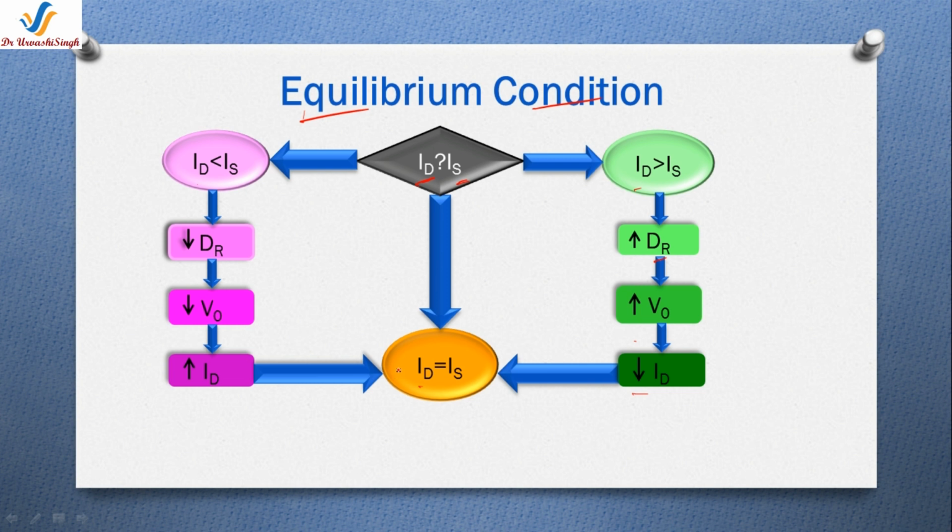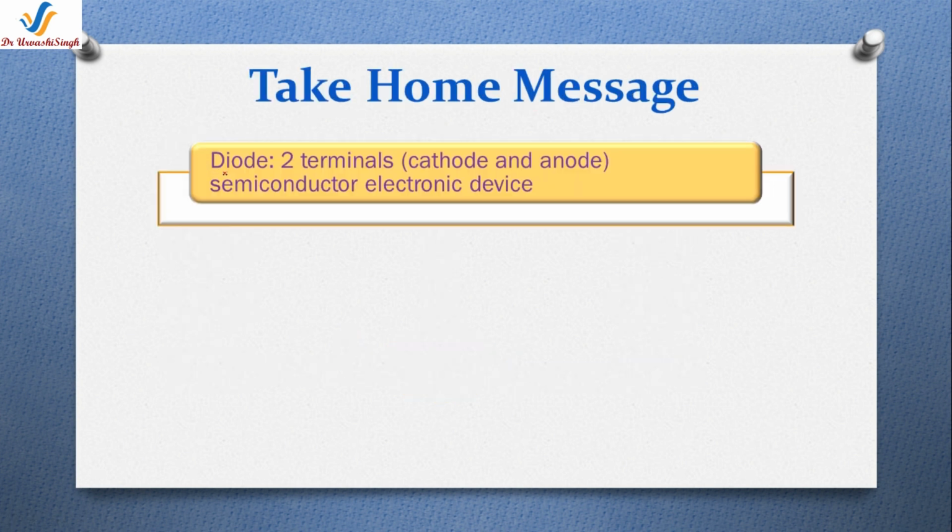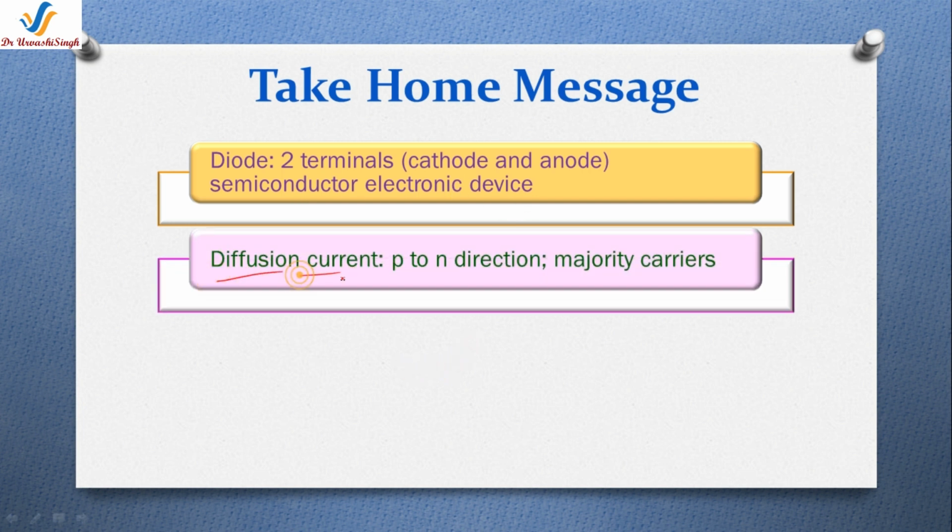Now let's recall all the important concepts of the video. The first one is that the PN junction diode refers to a semiconductor electronic device in which P-type and N-type semiconductor materials come into contact and form a junction. And diode is taken from the word dielectrode, meaning a two-terminal semiconductor electronic device. The next point is the diffusion current in the PN junction diode.